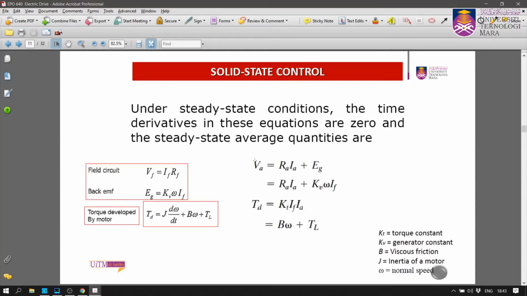Okay, go further. Under steady state condition, the time derivatives in this equation are zero. The same remarks. So this is the equation again: VA equals RAIA plus EG, where EG equals KV omega IF. And then we have TD equals KT IF IA, and also we have this B omega plus TL. Okay, so that's the equation.